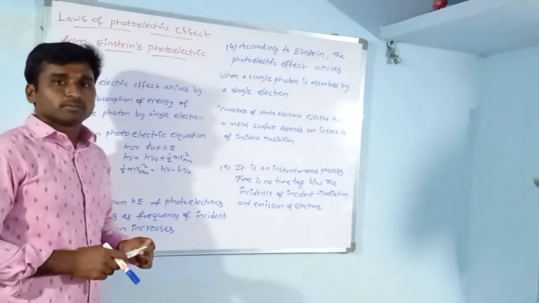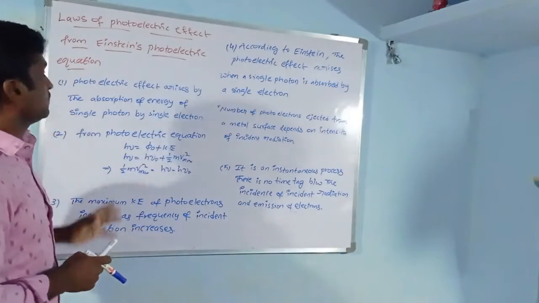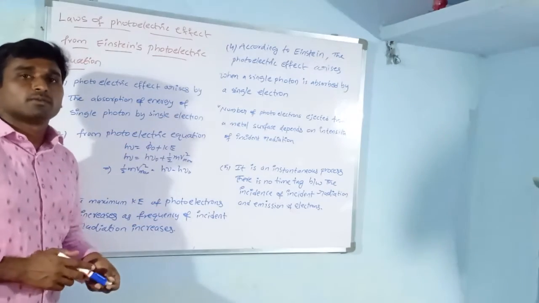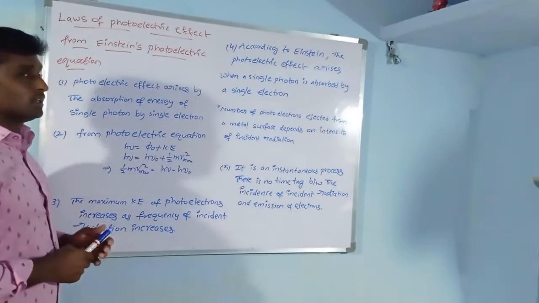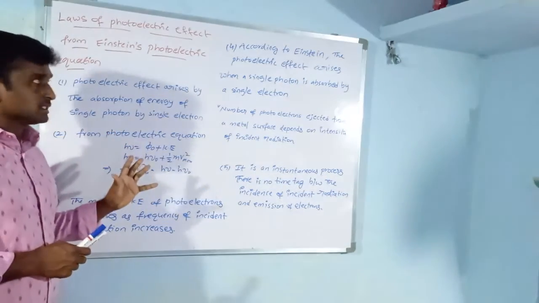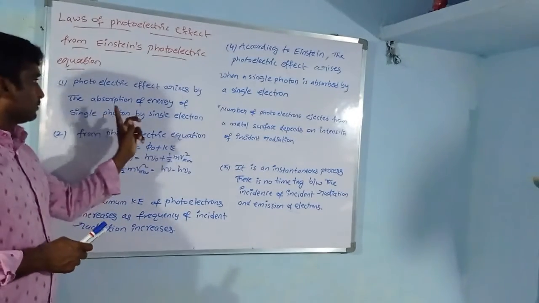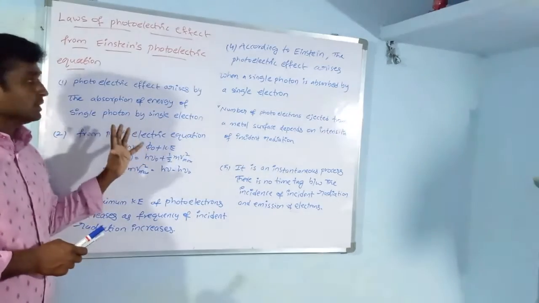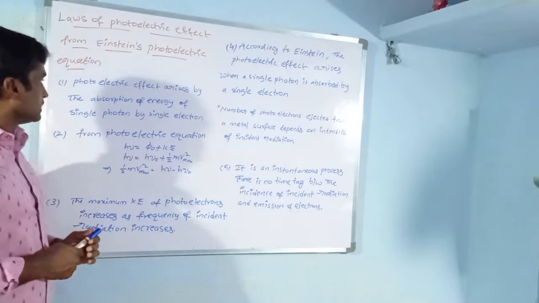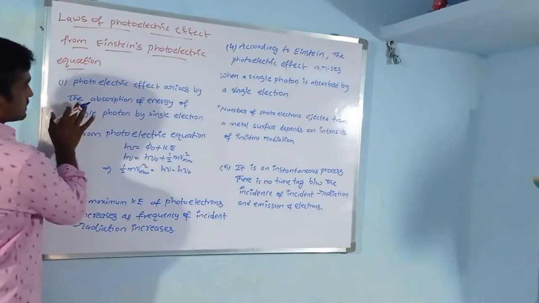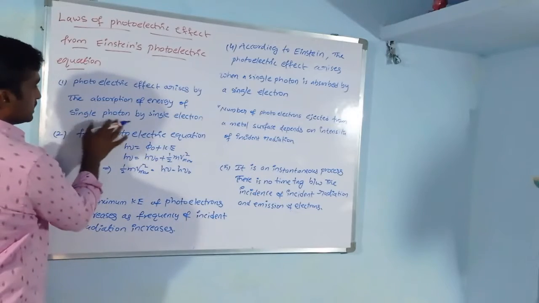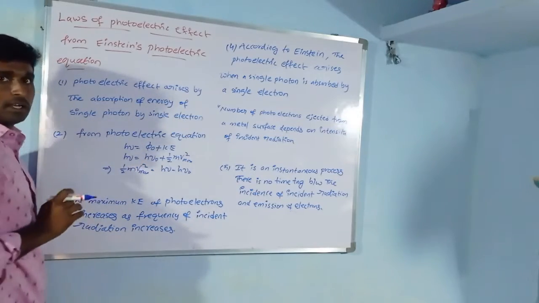So in this video, we will discuss the laws of photoelectric effect from the photoelectric equation. So first law is the photoelectric effect arises by the absorption of energy of a photon by a single electron. See here, the photoelectric effect arises by the absorption of energy of a single photon by a single electron.